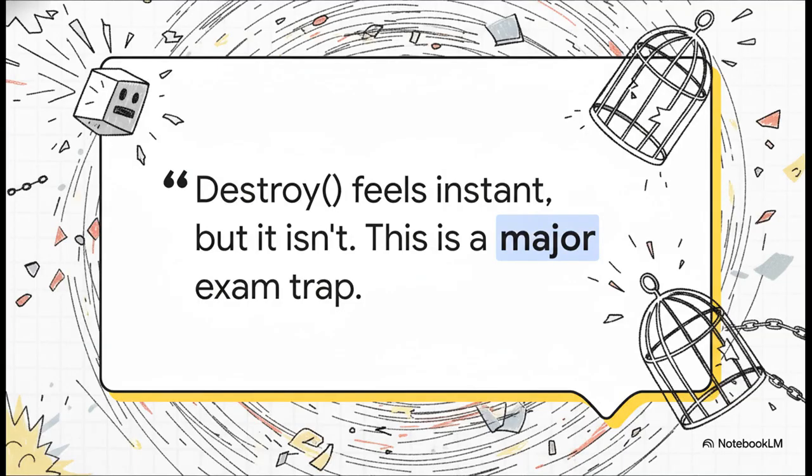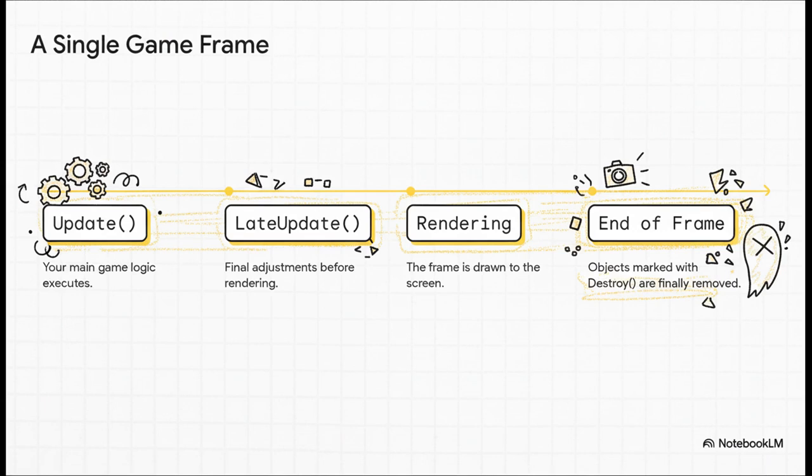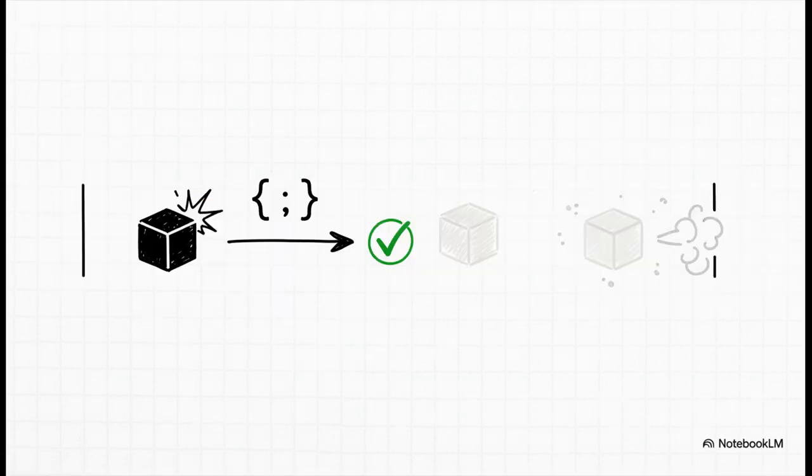Now let's talk about the other side of things, destruction. And this right here is one of the biggest, most common traps on the entire exam. When you call Destroy, your brain thinks the object is just gone, vanished, poof. But that is not what's happening. Let's actually look at what happens inside a single frame of your game. You've got your Update methods, your LateUpdate methods, then the rendering happens, and only after all of that is finished, right at the very, very end of the frame, does Unity finally get around to actually deleting the objects you told it to.